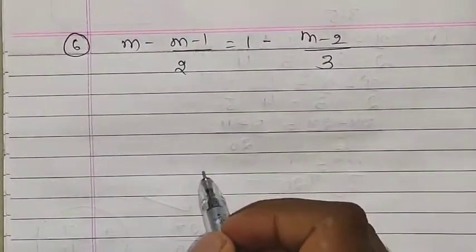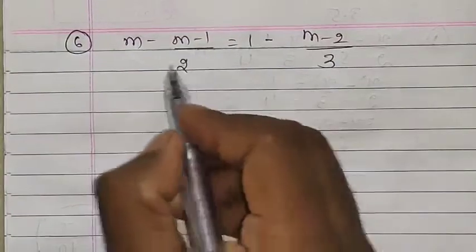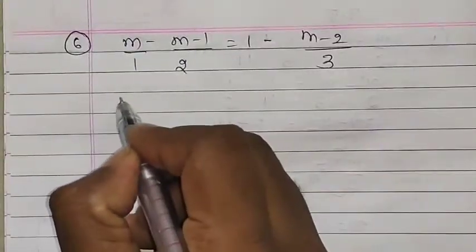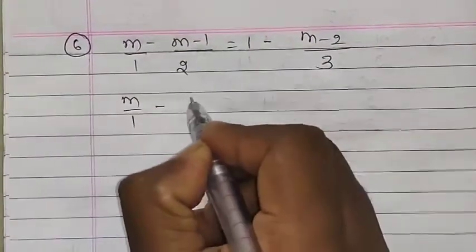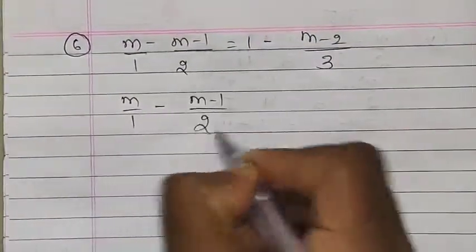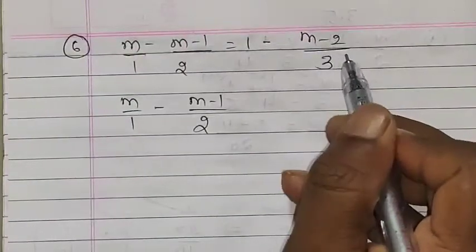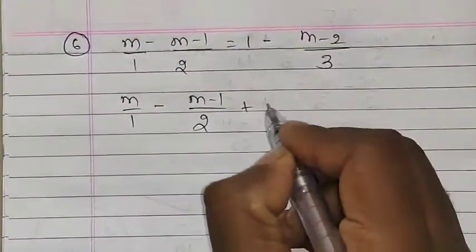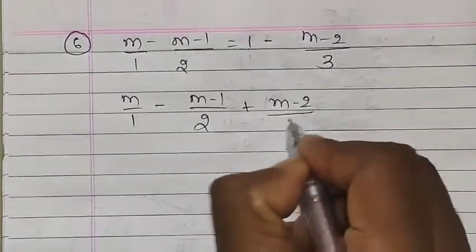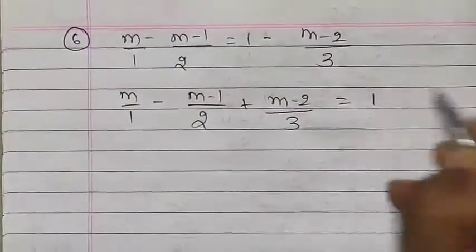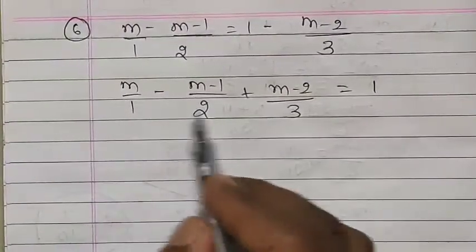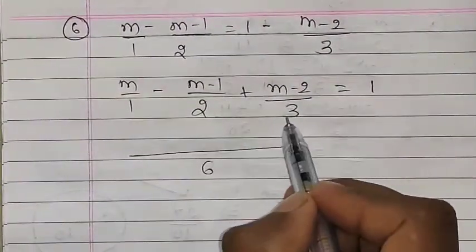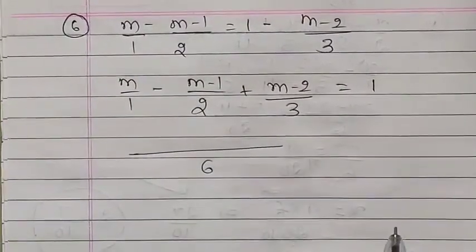Let's make variables one side, constants one side. Here nothing is there means 1 is there. m/1 minus (m minus 1)/2. This minus term, negative term, after shifting to the left side it will become plus: plus (m minus 2)/3 is equal to, right side only 1 is there. The LCM of 1, 2, 3 is 6, because 2 3s are 6, and 6 is the bigger number, the LCM value.